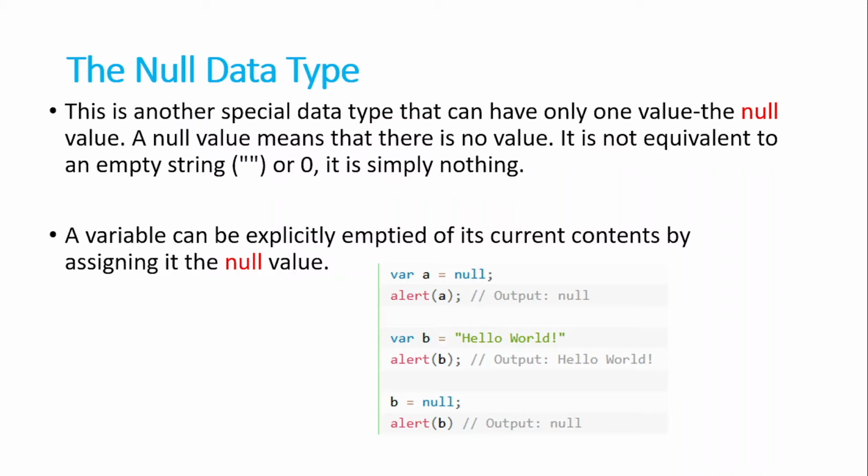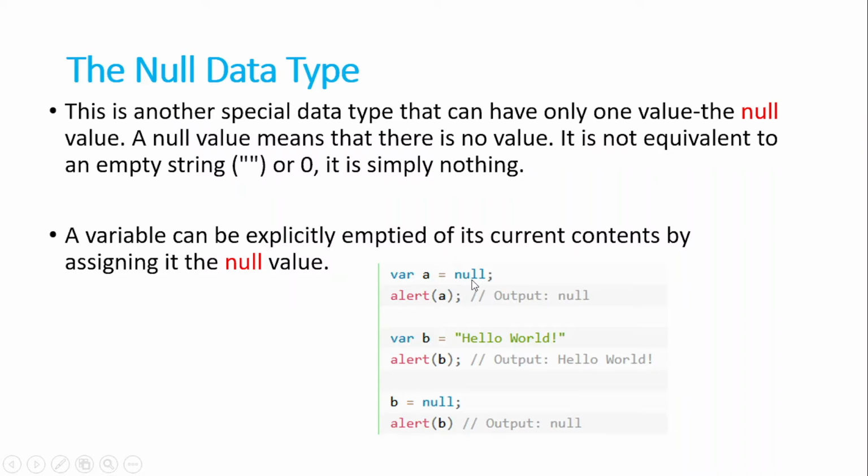So a variable can be explicitly emptied of its current contents by assigning it the null value. Sometimes you want that. For example, if you have a variable that is initialized with null, it will give the value null. So basically consider it as nothing. It is a nothing value, or it doesn't contain anything.